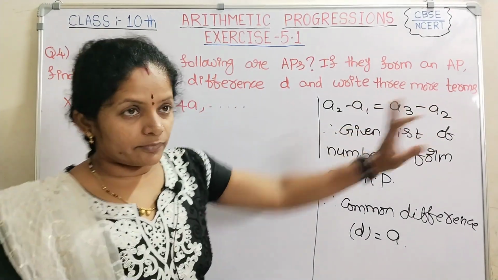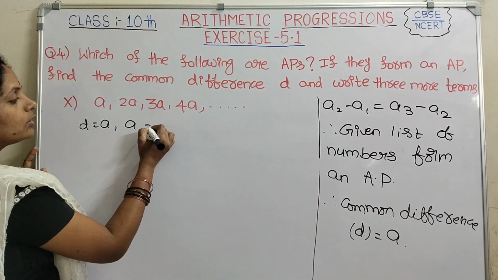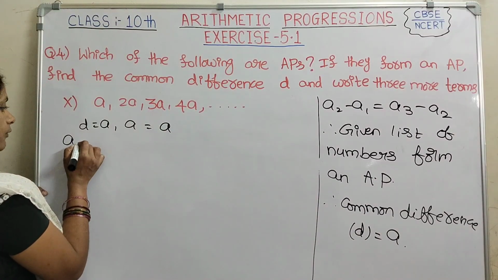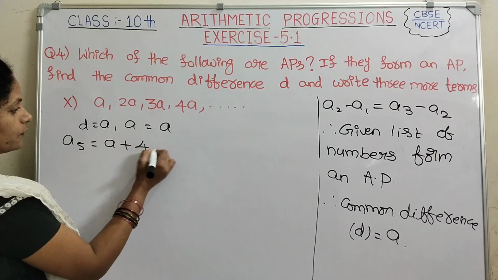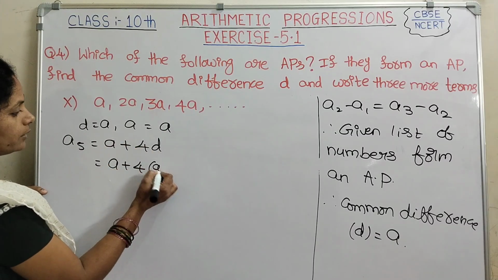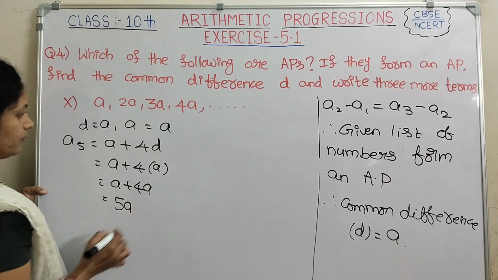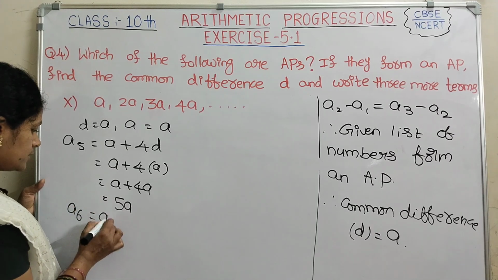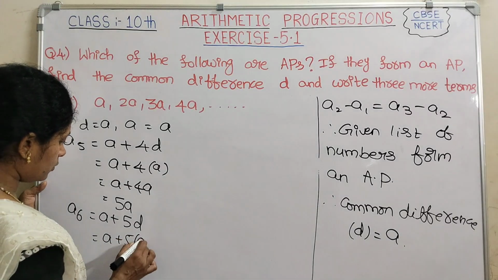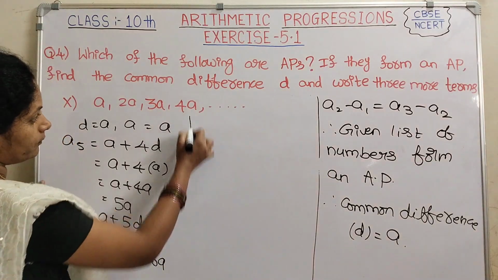Next, get 3 more terms. We have D equals A and A equals, that is the first term, that is also A. A5 is equal to A plus 4 into D. A is A only, plus 4 into A. A plus 4A, it will be 5A. A6 is equal to A plus 5 into D. A plus 5 into A. A plus 5A, which is 6A.